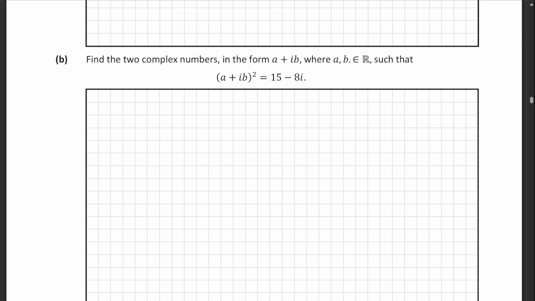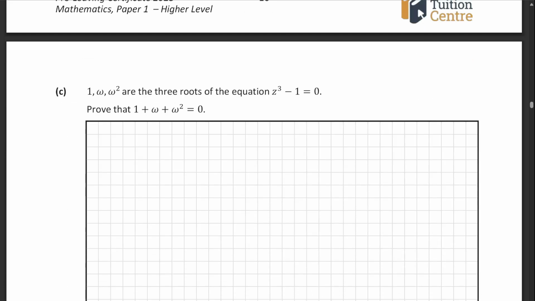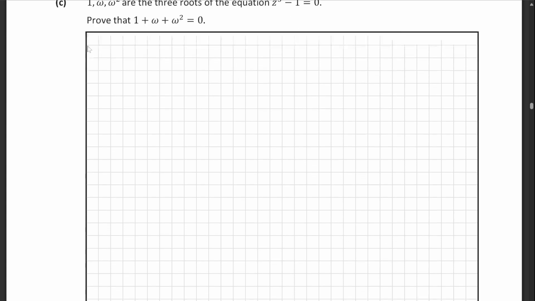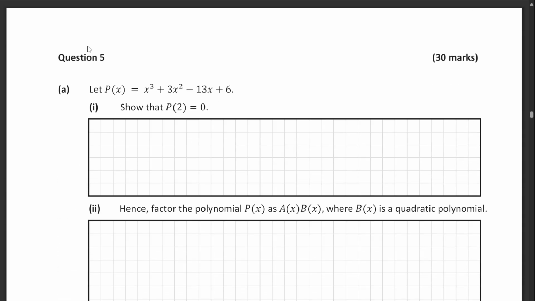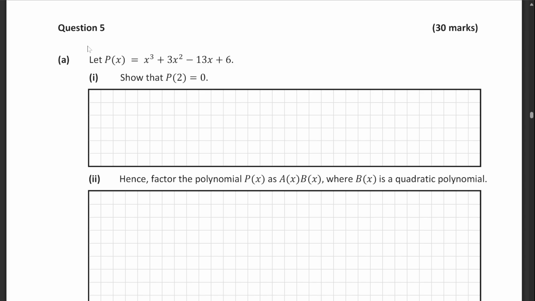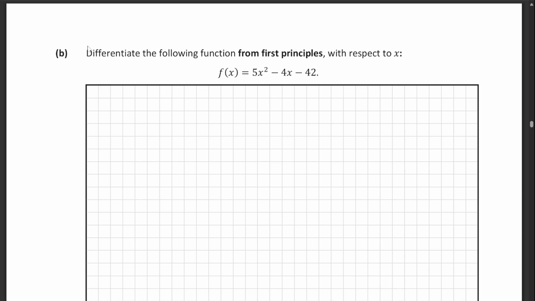Okay, and they're not using the standard nomenclature, using bi instead of ib, so I'm not sure why that's there. And then this is a question that's come up before, a thing called the roots of unity, that I've done several times with my own students. Okay, factor theorem questions, not too bad. The factor theorem questions tend to be nice. Okay, that's an interesting first principles.